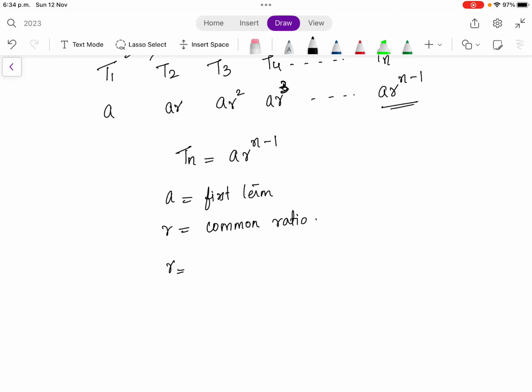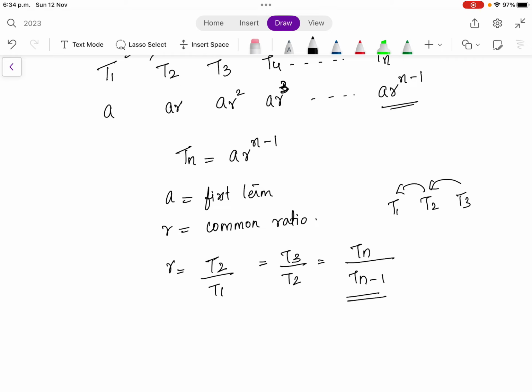Like for example, if t1, t2, t3 are there, you can either divide this by this or divide this by this. So it can be t2 over t1, or you can do t3 over t2, or to generalize it, you can write tn divided by tn minus 1. So this is how you find r.